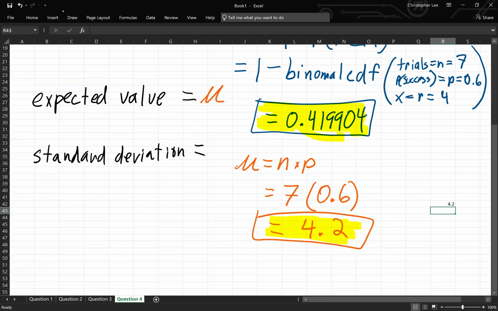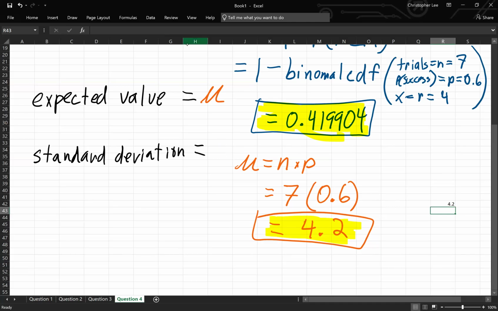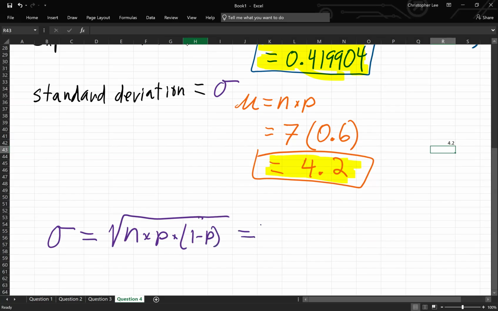Last but not least, let me get a nice color. Oh, yeah. All right. They're asking us for the standard deviation, or sigma. So now on our formula sheet, sigma is equal to what? The square root of n times p times the quantity 1 minus p. Very simple. Just plug it in.